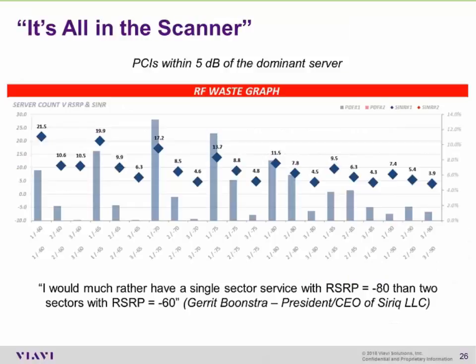This slide is to further reinforce what happens when PCIs, again, this identity of each one of those LTE sectors, are within 5 dB of the dominant sector or the dominant server. This is titled the RF waste trap. As you can see by these little sidearm triangles or the diamond shown here, anytime you have a second sector trying to serve you, meaning within 5 dB of the first, it greatly degrades the signal quality. Signal values drop considerably.